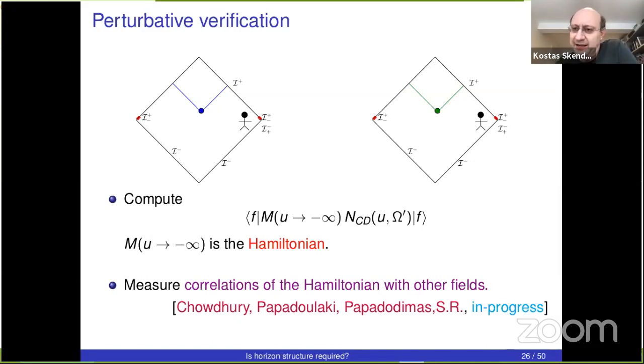So M is an integrated operator, right? Integrated over the full sphere. So this means you have to deal with contact terms between the mass and the N. Yes. But you said earlier that you're avoiding all contact terms.